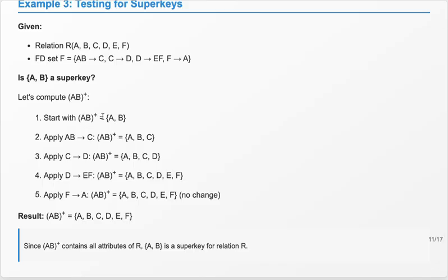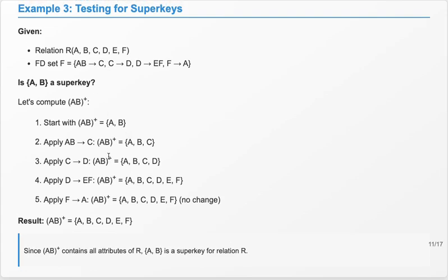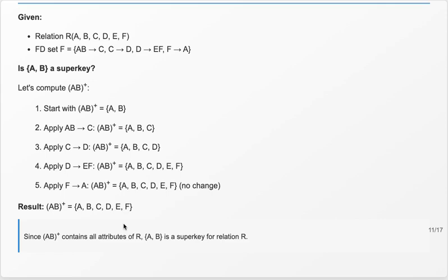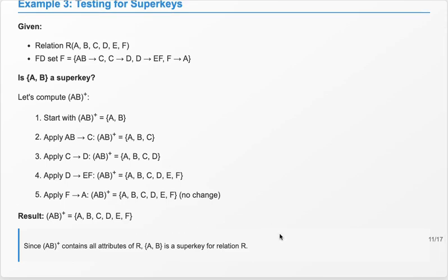First of all, we put AB in the closure because they functionally determine themselves. And then because AB determines C, we put C in here. C determines D, we put D in here. And then D determines EF, we put EF in here. And F determines A, well, A is already in here, so we don't have to put A in here again: A, B, C, D, E, F. So we have computed the closure of AB to be all attributes, which means that by definition, AB is a superkey of the original functional dependency.